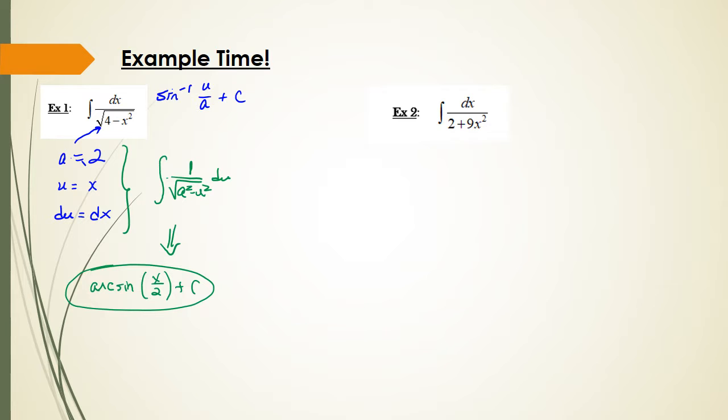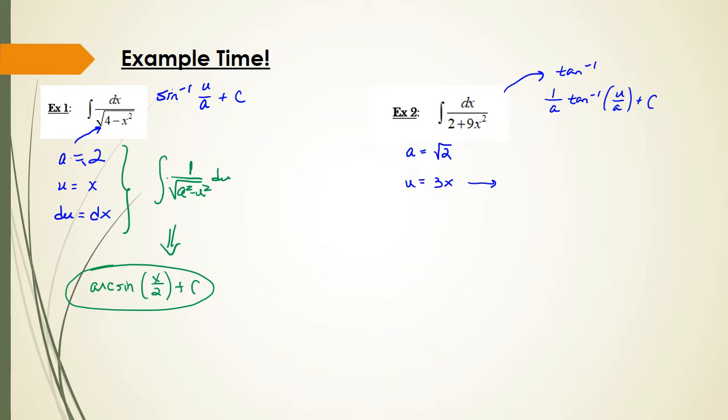Now, in example 2, we can see there's no square root, so that tips us off that we're potentially looking at arctangent. We have to remember that the formula is just a tad bit different. There's a 1 over a on the outside, and on the inside it looks very similar to arcsine. Very much like when we did arcsine, we're looking for that constant. In this case, it would be the square root of 2, because when we square the square root of 2, we get 2. And u would be 3x, because 3x squared is 9x squared.